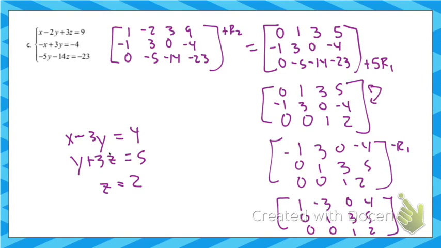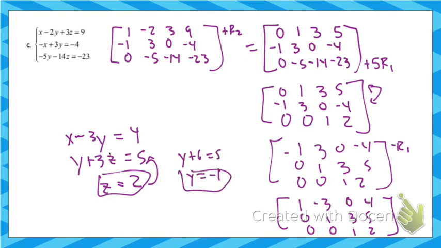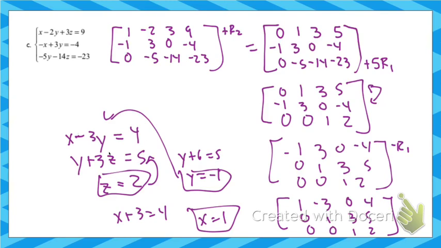Well, now I know z is 2. Take that and plug it in. Well, y plus 6 equals 5. So y is negative 1. Take y, plug it in. X plus 3 equals 4. So x is equal to 1. So that gives us another way to solve these 3 variable systems.